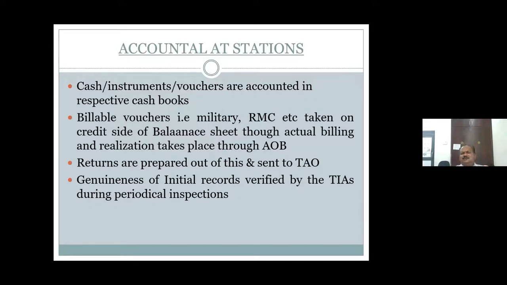Genuineness of initial records is verified because traffic accounts is situated in the headquarters. The various stations are located in different regions or faraway places. We never do sitting at the headquarters. The staff never knew the genuineness of the initial records maintained at the station. So to bridge the gap between the headquarters, the traffic accounts office, and the field, that is the stations, we have a mechanism called the TIAs, that is traveling inspectors of accounts. They will go to every station, verify the initial records and certify the initial record they have maintained there. So whatever returns we are getting in the traffic accounts are only a replica of the initial records maintained at the stations.